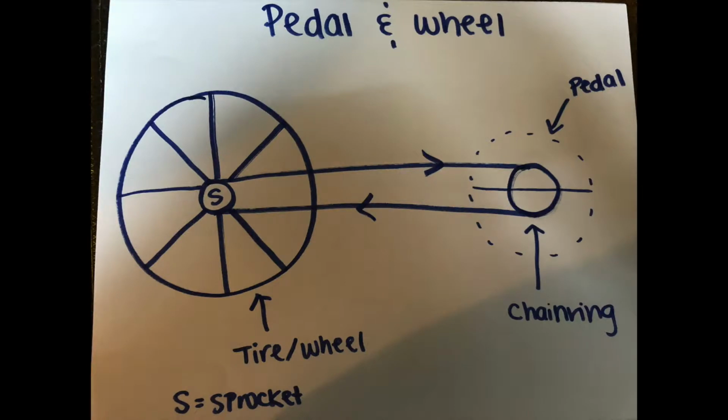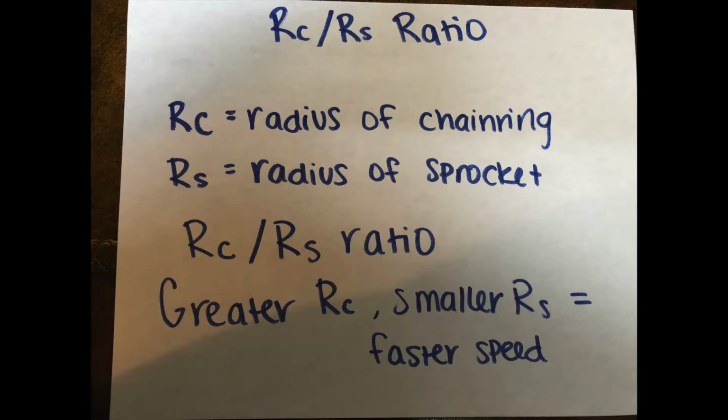A chain connects the gears on the bike. The chain has the same velocity at every point. As we change gears while riding a bike, the ratio of the radius of the chain ring to the radius of the sprocket changes. In order to bike faster, the gear in the front must be larger and the gear in the back must be smaller. By changing the gears on the bike to adjust the speed, you are changing the ratio of the radius of the sprocket and the chain ring.